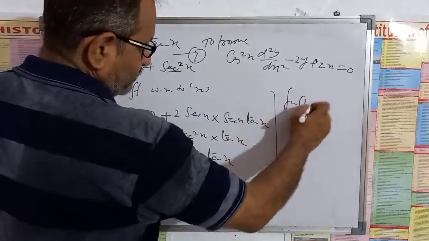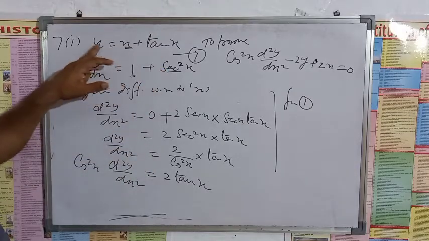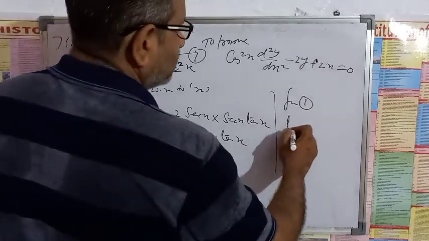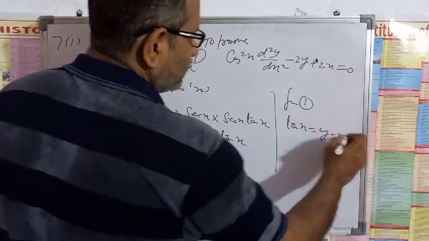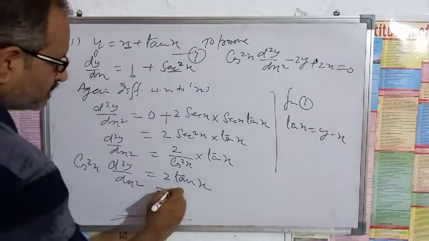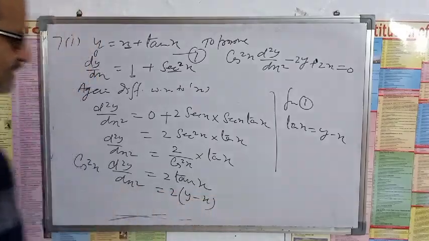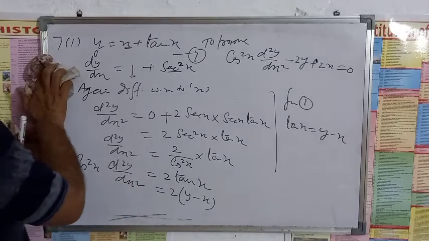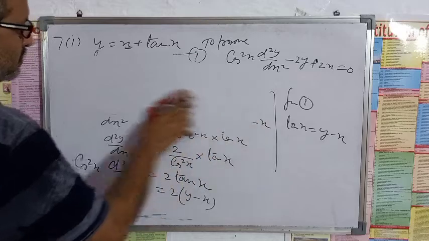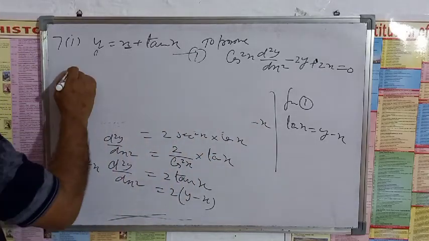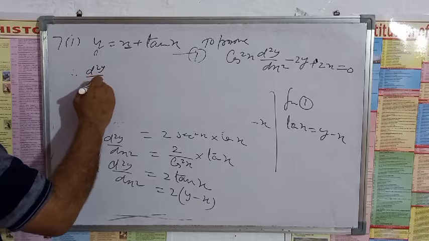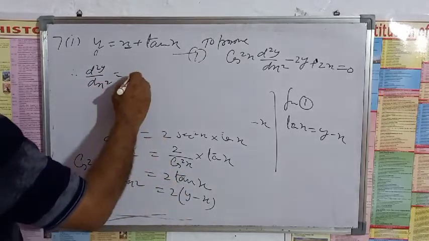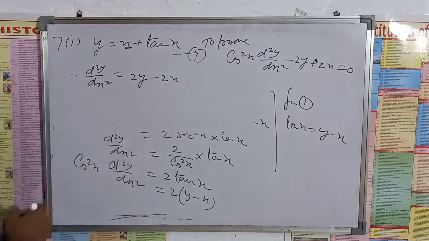So from the first, what will be the value of tan x? Tan x is equal to y minus x. Right here, 2 in bracket y minus x. Open the bracket. So therefore, d2y by dx square is equal to 2y minus 2x.